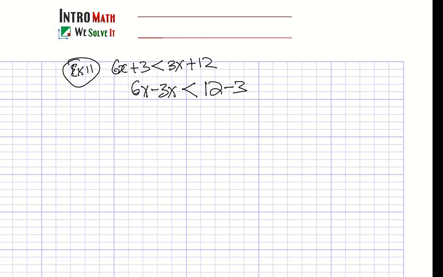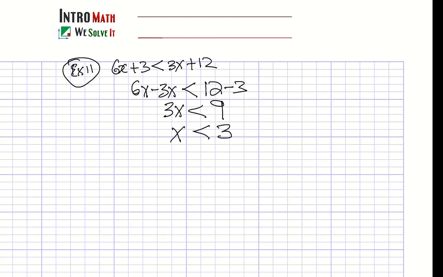So we simplify. What do we have? We'll have 3x less than 9. You see that, right? And then we divide by 3. We're not changing anything because it's a positive number. And then x is less than 9 divided by 3, which is 3. So we did not change anything.